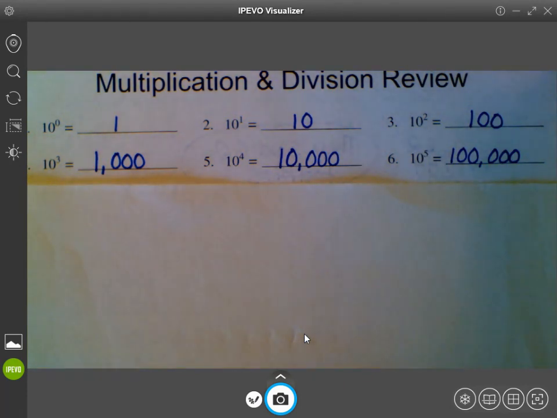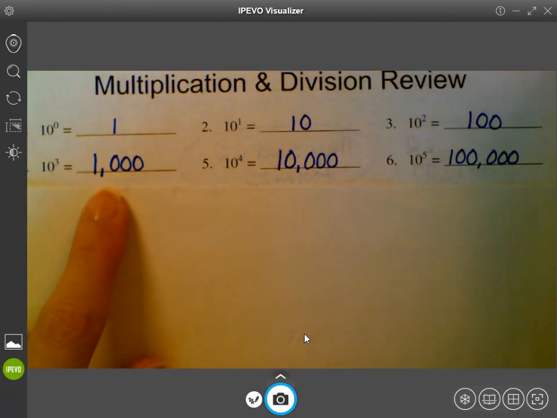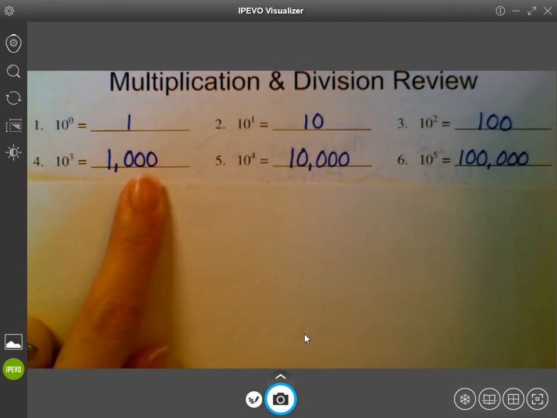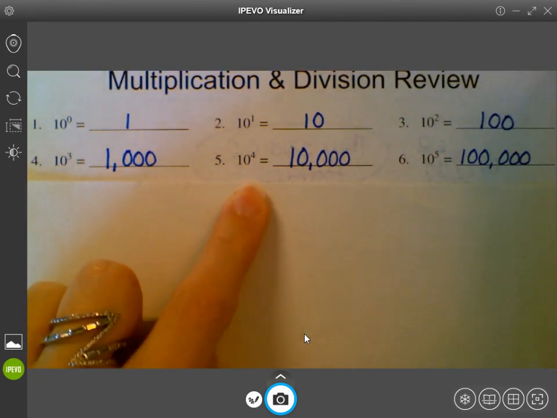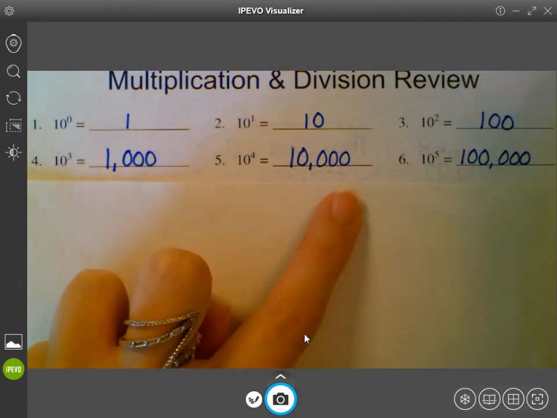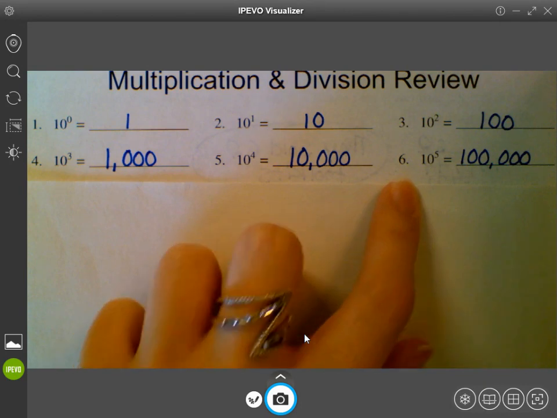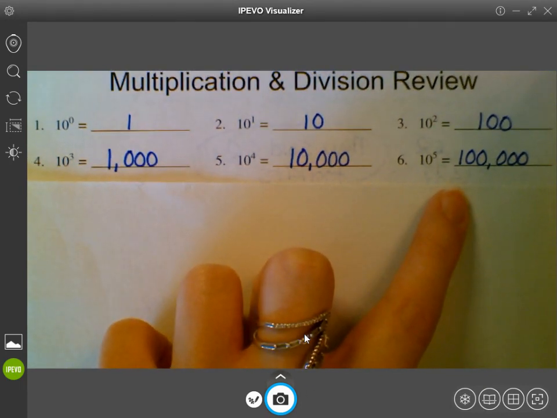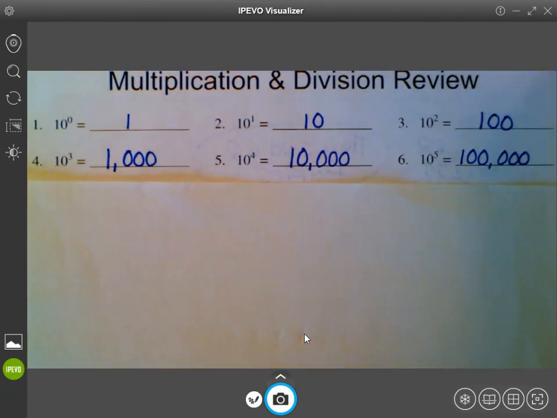Number 3, 10 to the second power, that's the same as 100, because remember that 2 tells us how many zeros there are. And in the number 100, there are 2 zeros. For number 4, 10 to the third power then would mean 1,000. 1,000 has 3 zeros. Number 5, 10 to the fourth power, that is the same as 10,000, or 4 zeros. And then number 6, 10 to the fifth power, that is the same as 100,000, which has 5 zeros. Other questions on 1 through 6?